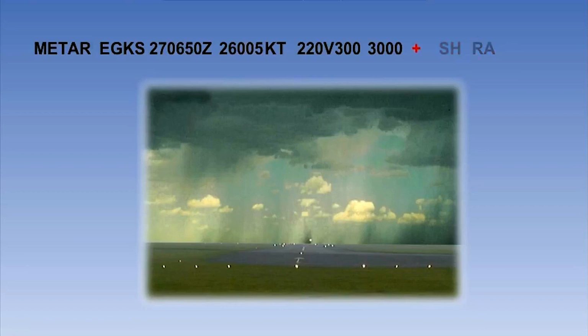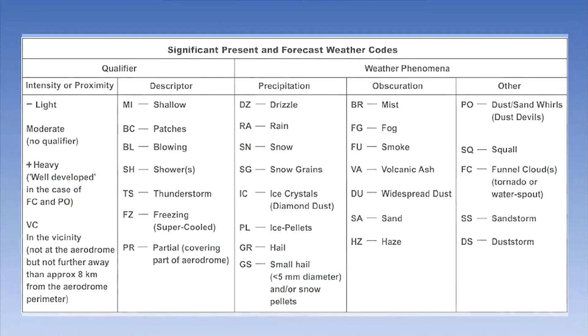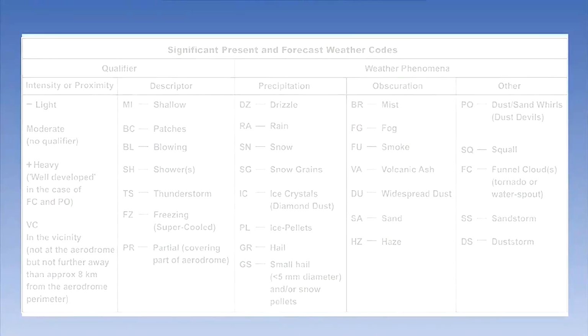Next, the SH serves as the descriptor. In our example, SH stands for showers. Finally, we have RA, which represents the actual weather phenomenon, rain. Put it all together, and we have a heavy rain shower. Now, that's just one example, but there are plenty more. Here is the complete list.